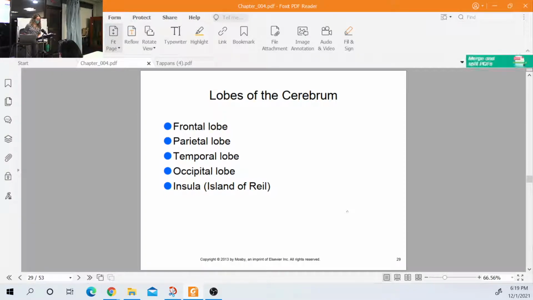All right, so those are our lobes. Our fear and pleasure and anger is also associated with our limbic system, and we'll talk some more about that later on. All right.